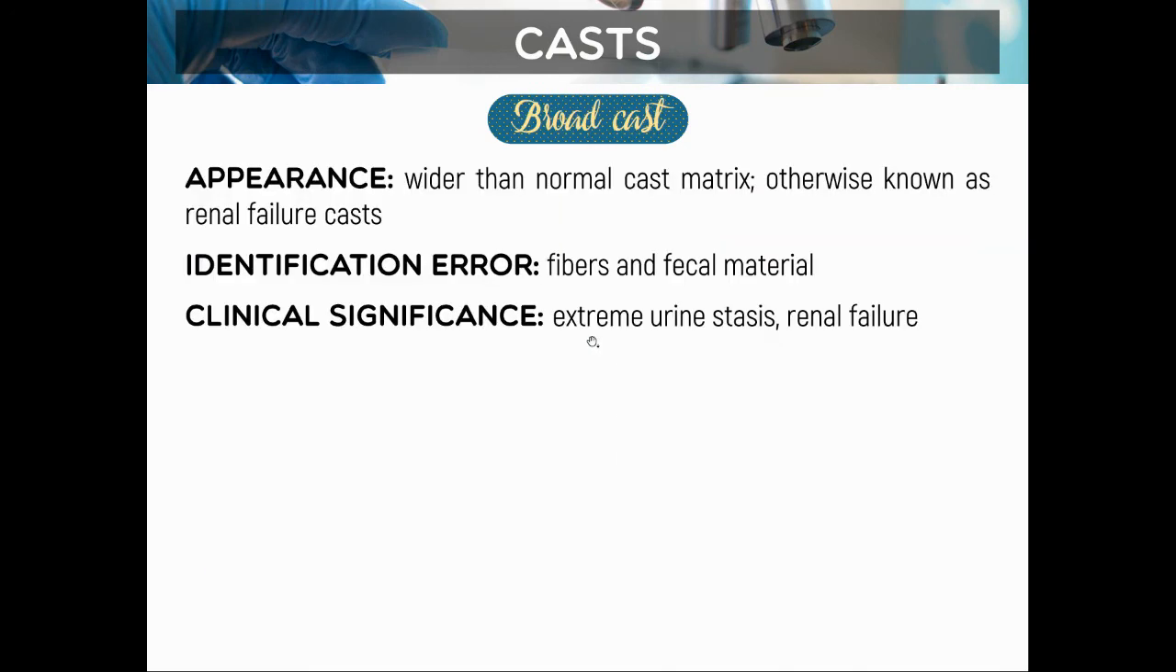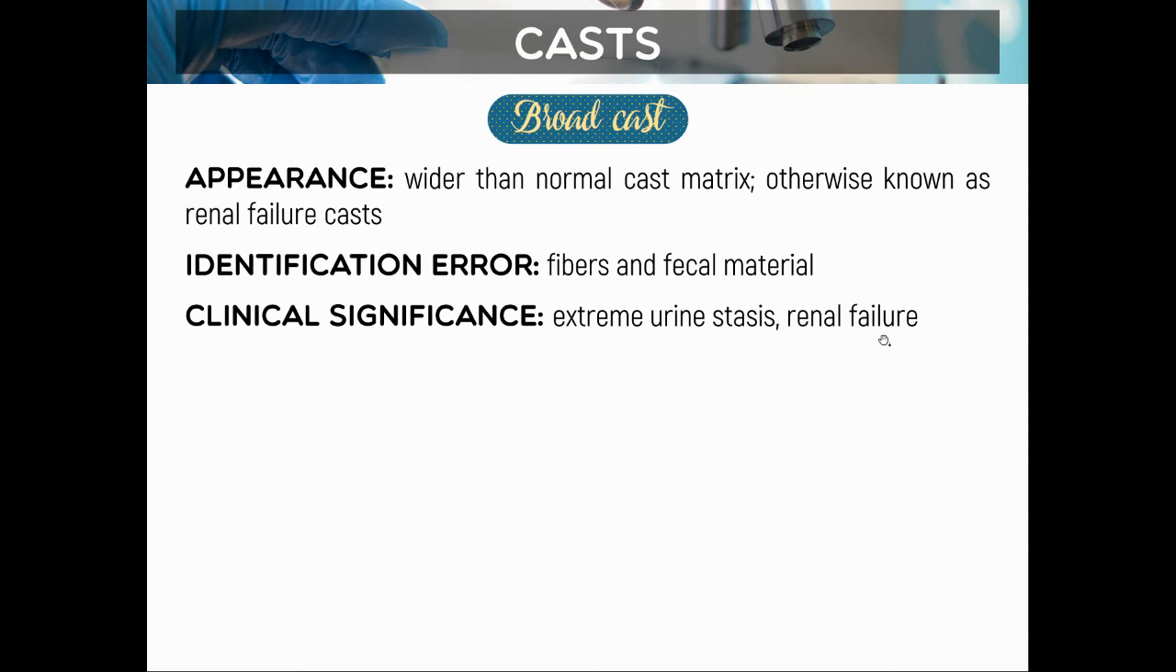So also we have our broad cast, wider than the normal cast matrix, otherwise known as our renal failure cast. The clinical significance is extreme urine stasis, so meaning there is a severe stop in the flow of urine. If the urine just stays in the tubules, the tubules enlarge. If the tubules enlarge, the morphology of the cast that forms will also be larger. That is why we have broad cast. Again, the clinical significance is extreme urine stasis or renal failure.